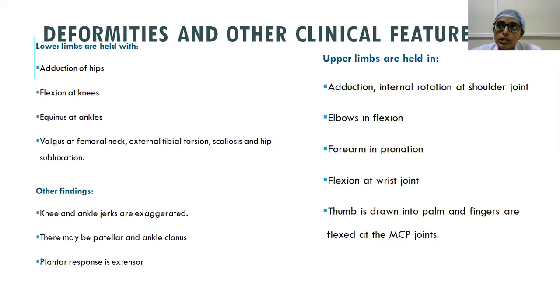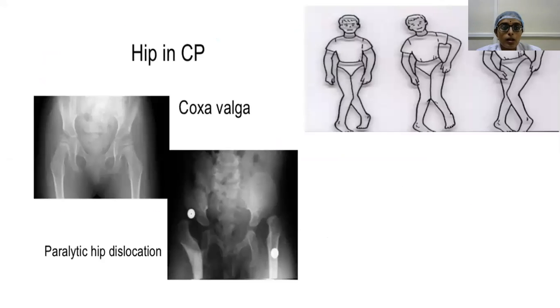And coming to the clinical features, most common type is spastic type. So we'll have exaggerated knee and ankle jerks. There will be patellar and ankle clonus also, and plantar response will also be extensor. So these are the different clinical features.